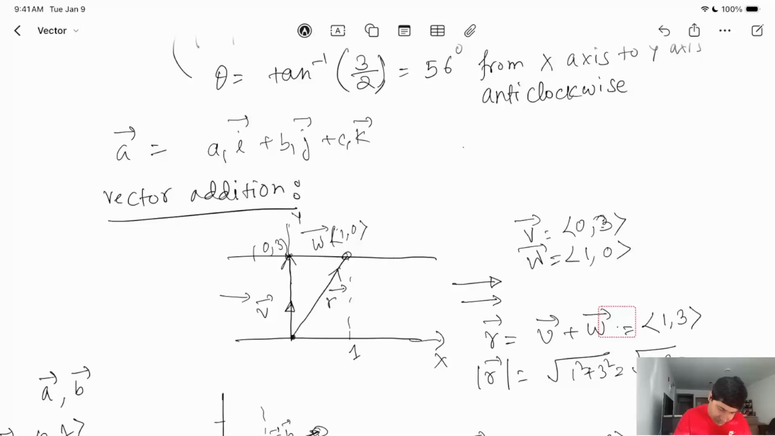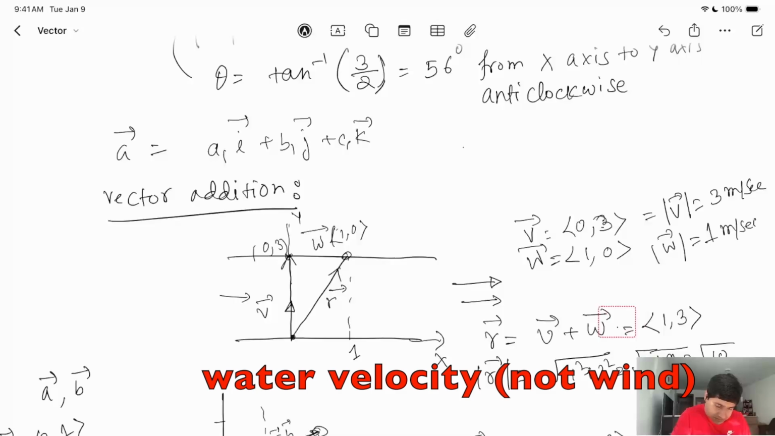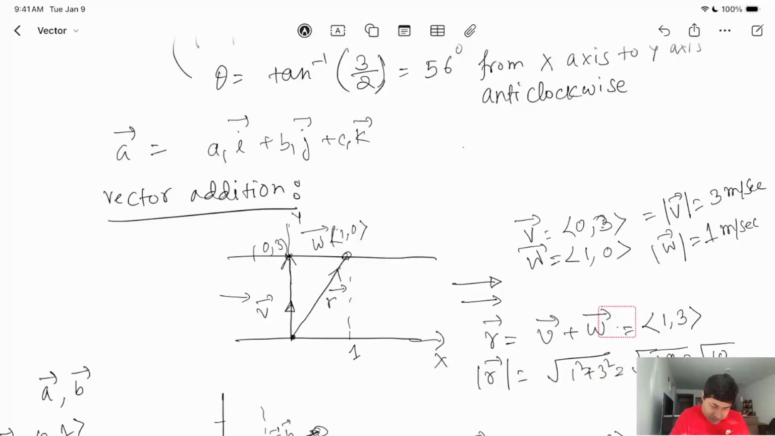Sorry, my bad. 1 plus 9 equals the square root of 10, which is probably 3.1 or 3.2, something like that. So even if the velocity you started with was actually 3 meters per second and the wind velocity was 1 meter per second, the resultant velocity is 3.1 meters per second. So you are moving faster because the water is helping you. The river was helping you to go to the other side.